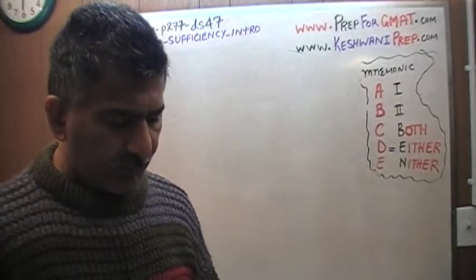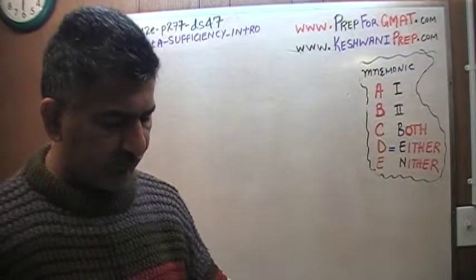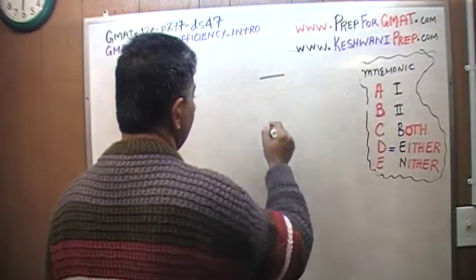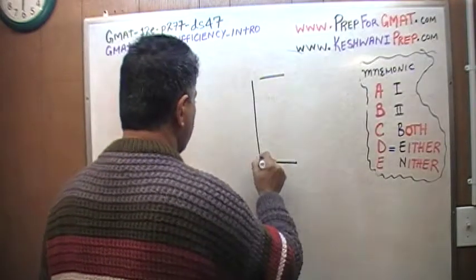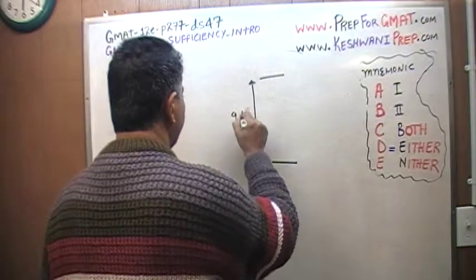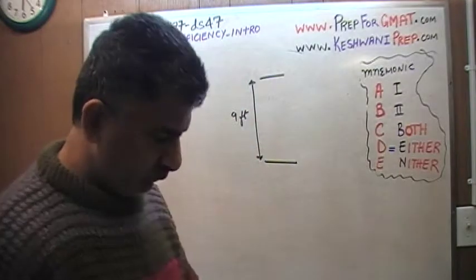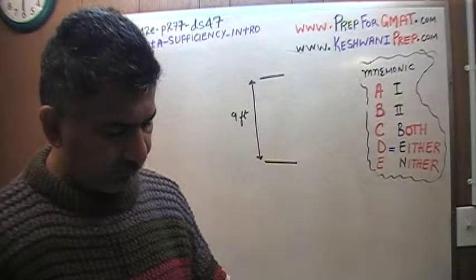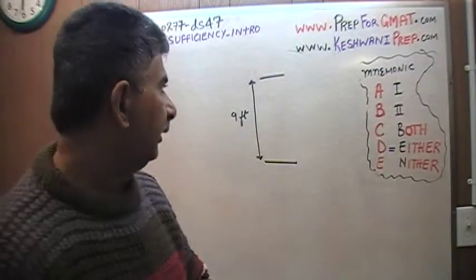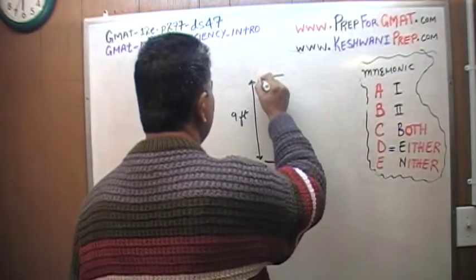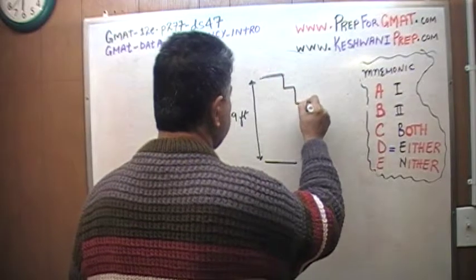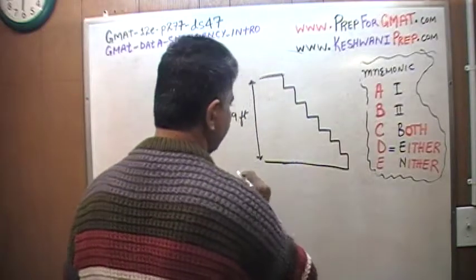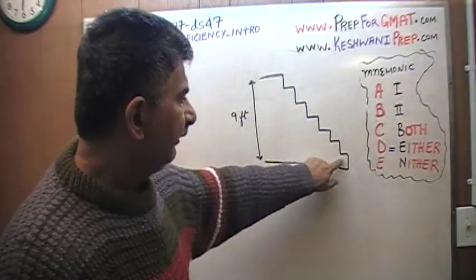It says, if two floors in a certain building are 9 feet apart, alright, so we have two floors. Here is the first floor, here is the second floor, and they're 9 feet apart is what we are told so far. How many steps are there in a set of stairs that extends from the first floor to the second floor of building? So apparently there is a stairs that's going from right here to the second floor, and our job is to tell them how many steps there are.